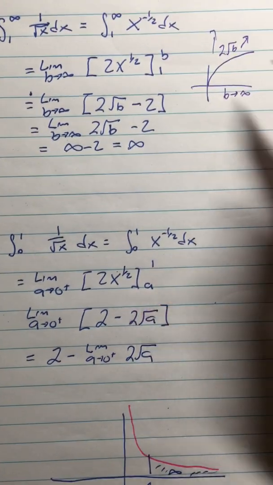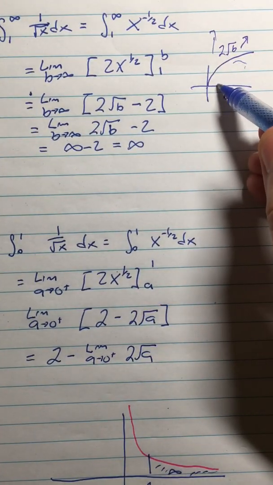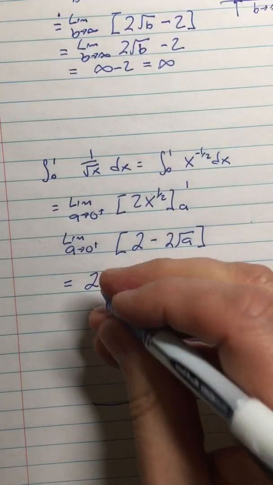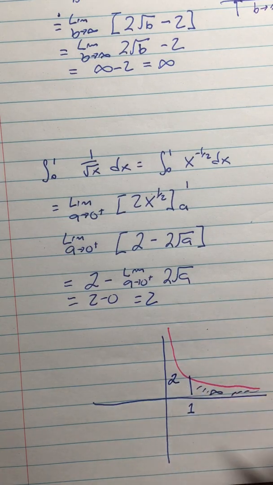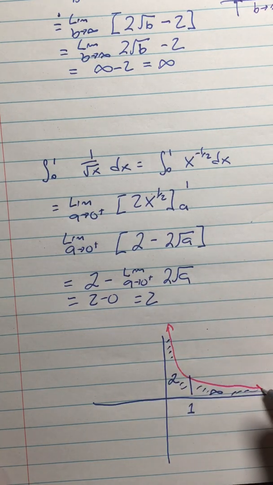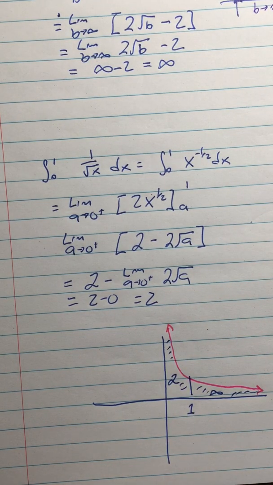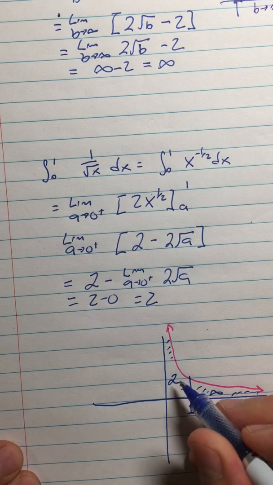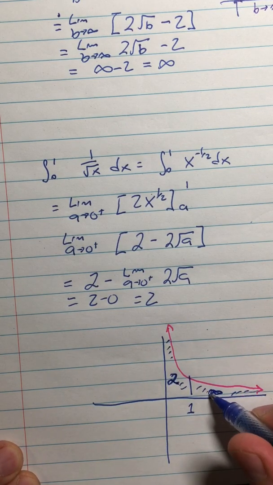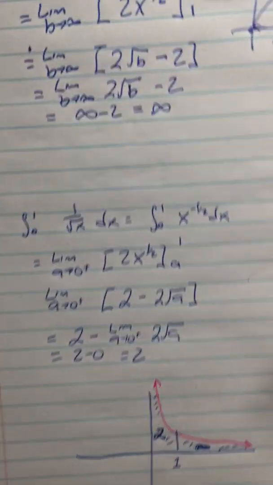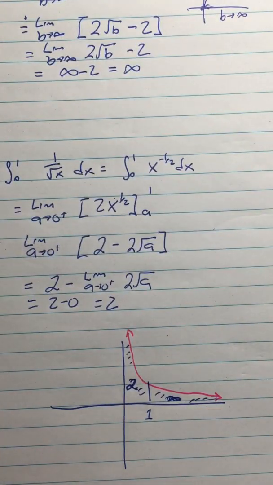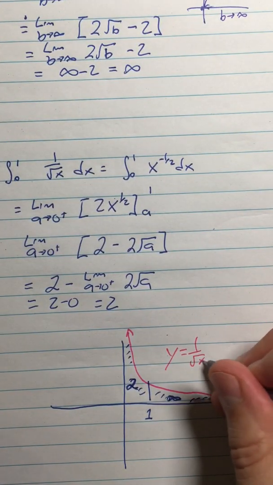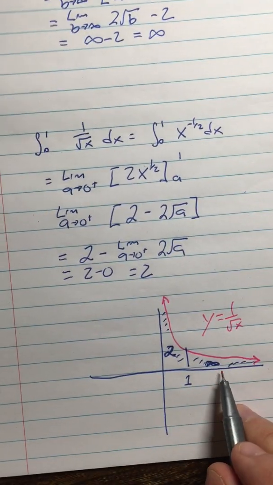Well, this time, it's the same graph, but I'm approaching 0 instead of approaching infinity. So this is approaching 0, which equals 2 minus 0. It's 2. This area is 2. So remember that this graph goes infinitely far in both directions as it asymptotically approaches the axes. On this side of this integral, I got 2. On this side, the area is infinity. That's for 1 over square root of x, right? This is y equals 1 over square root x. 2 on this side, infinity on that side.